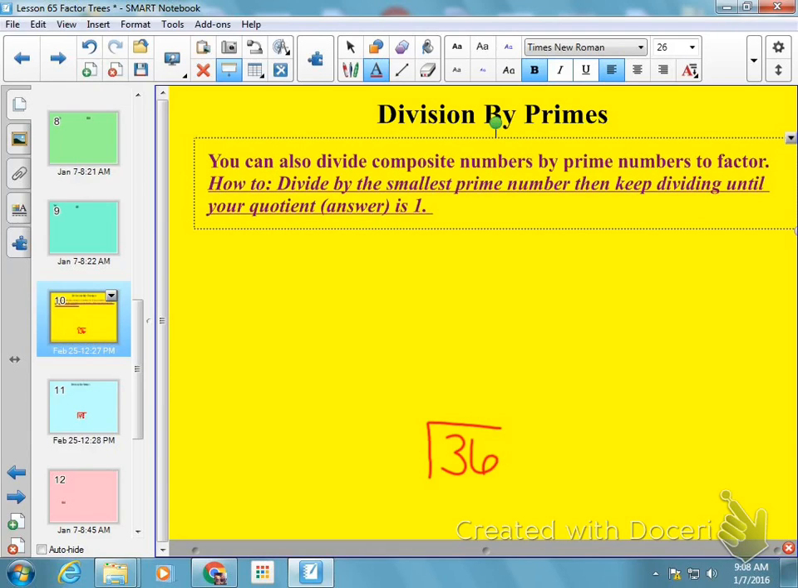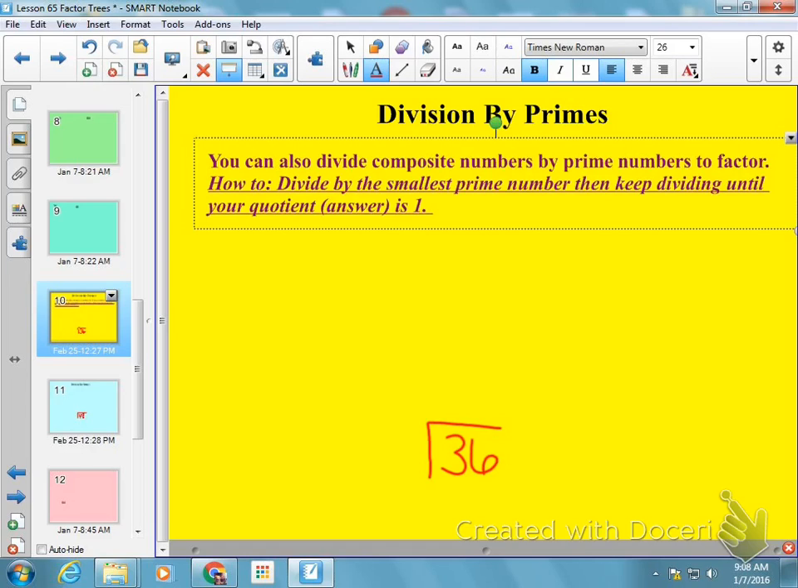So why don't you watch me do this for the first one, because it's kind of different. On factor trees we start from the top and work our way down. On division of primes we start at the bottom of our page and we work our way up. Not necessarily the bottom. We start lower and we work up. So what's the smallest prime number that will go into 36?